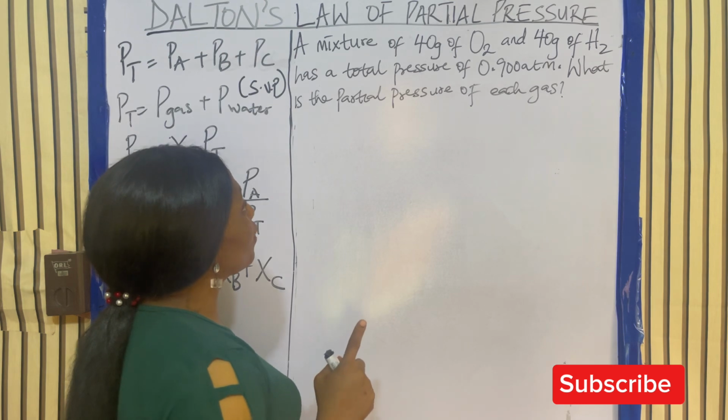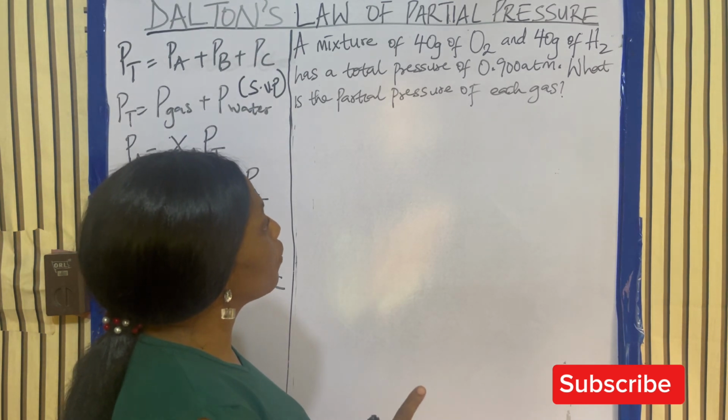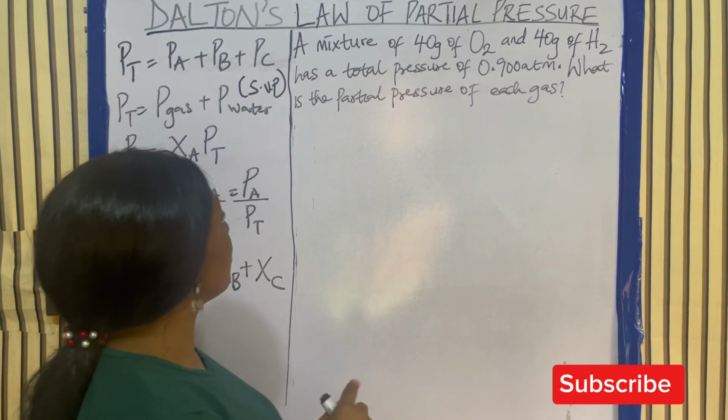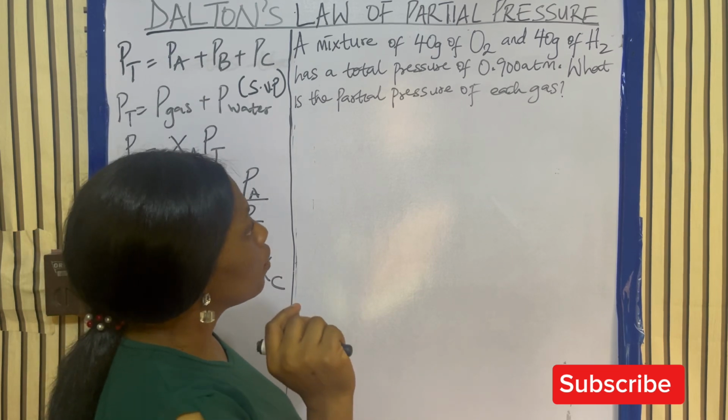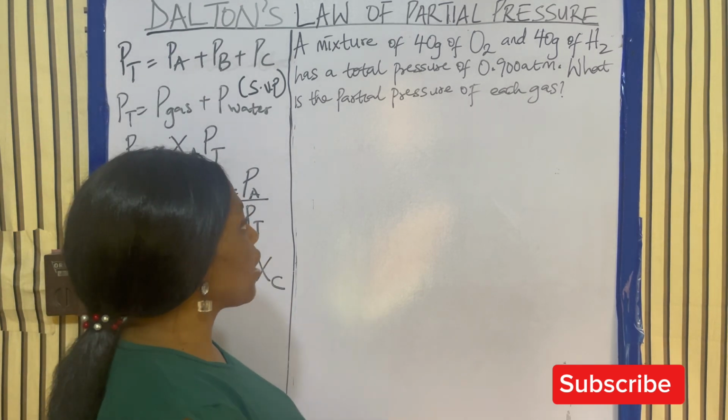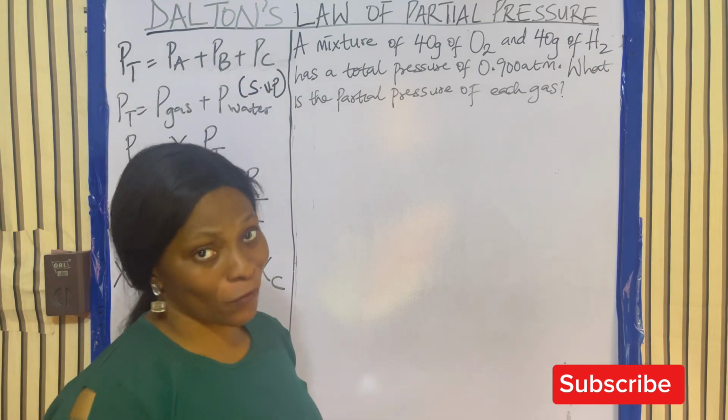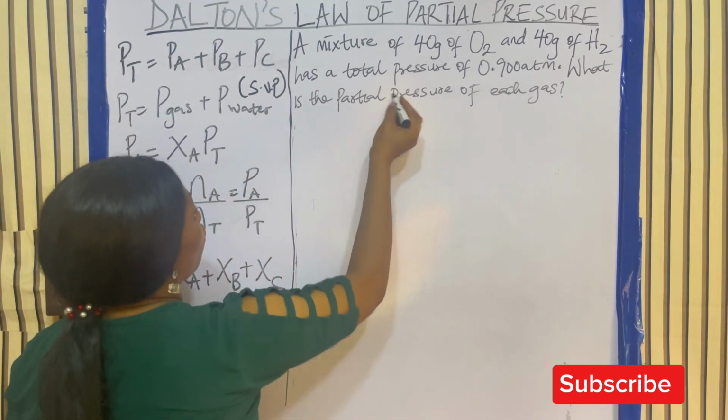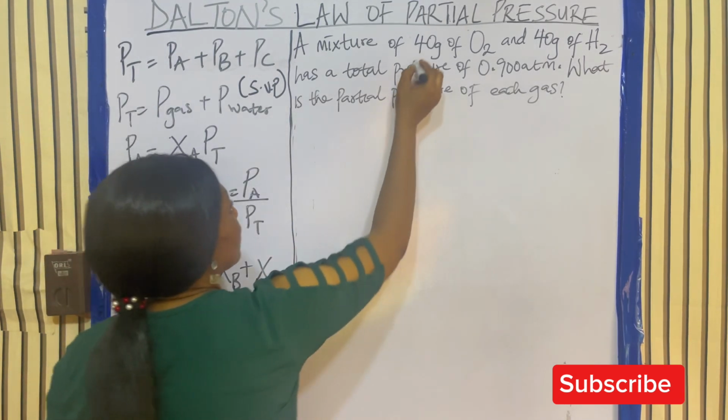A mixture of 40 grams of oxygen and 40 grams of hydrogen gas has a total pressure of 0.900 atm. What is the partial pressure of each gas? It is very simple, so let's solve. What do you do here? First of all, let's write out our parameters.